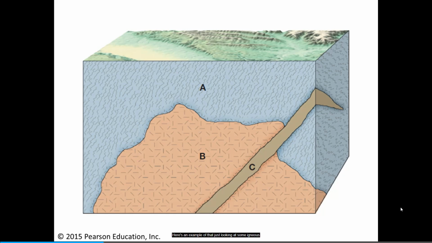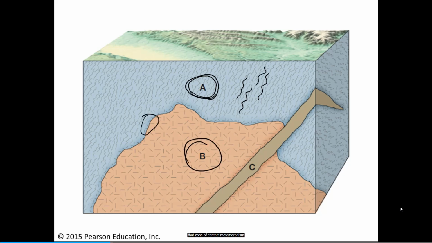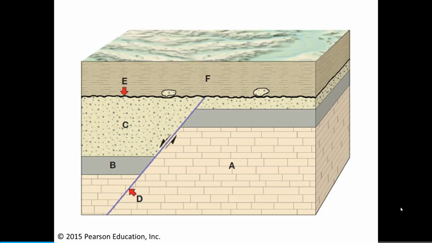Here's an example of that just looking at some igneous and metamorphic rocks, no sedimentary rocks at all. So here basically you had an original rock which was metamorphosed to make rock A. We typically show metamorphic rocks with these little squiggly lines. And then that was intruded by this rock B, and you can see that zone of contact metamorphism where B is touching A. And then sometime after B crystallized, C came along, and it cut across both B and A. So that'd be a way of working out the sequence of events here with crystalline rocks.